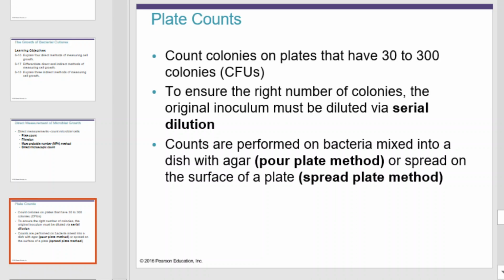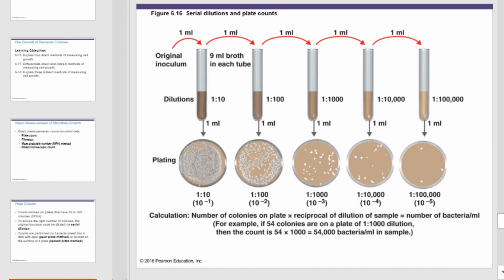Counts are performed on bacteria mixed onto a dish with agar using a pour plate method, or spread on the surface of the plate using a spread plate method. This is an example of serial dilution, taking small inoculums from one test tube, diluting as it goes, and then transferring that to a plate. This type of analysis is done frequently in food and drink preparations to determine the exact microbial load of items that we are ingesting and what is safe.